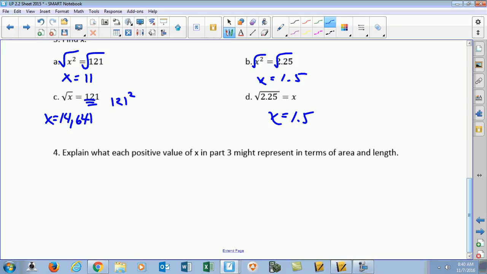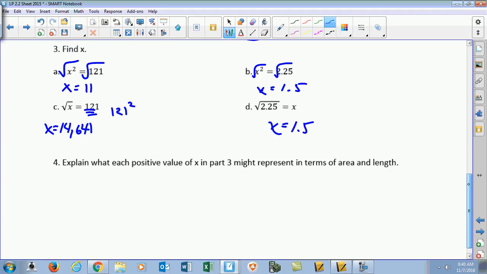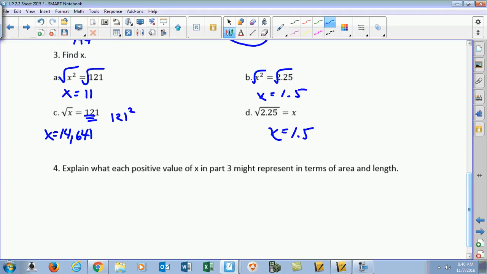All right. So it says explain what each positive value of x in part 3 means. So in A we took the square root of 121. So A would represent a side length in terms of area and length, right? Because we square a smaller number to get a bigger number, right? So the answer that we found in A is a side length. When we go from a big number to a smaller number, then we're talking about area.